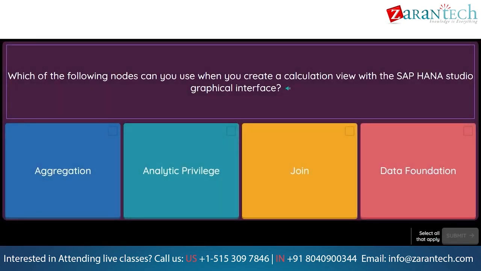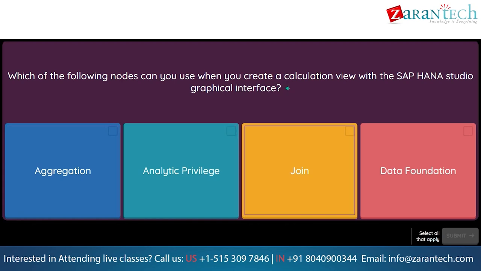Question: which of the following nodes can you use when you create a calculation view with the SAP HANA Studio graphical interface? Option 1: aggregation. Option 2: analytic privilege. Option 3: join. Option 4: data foundation.